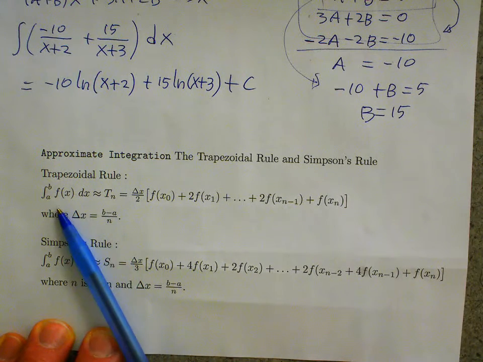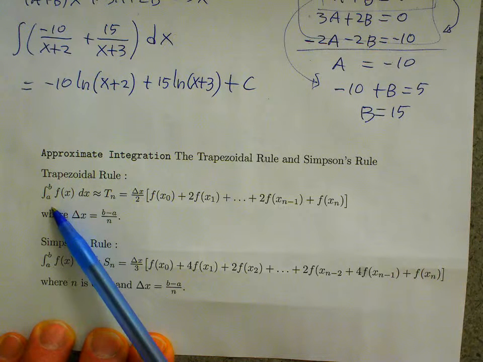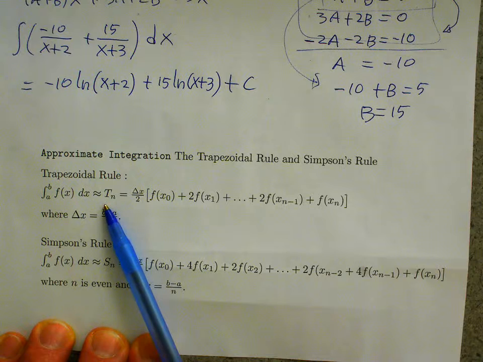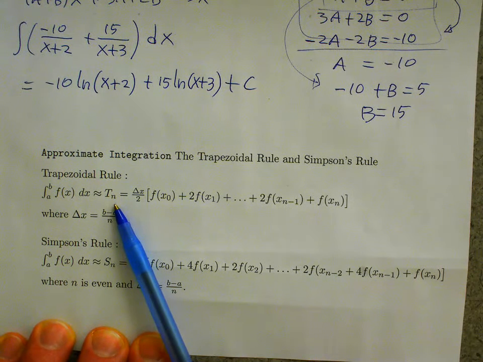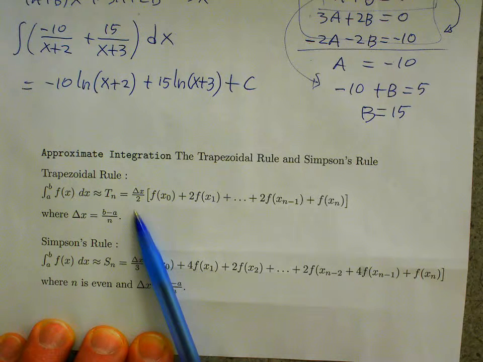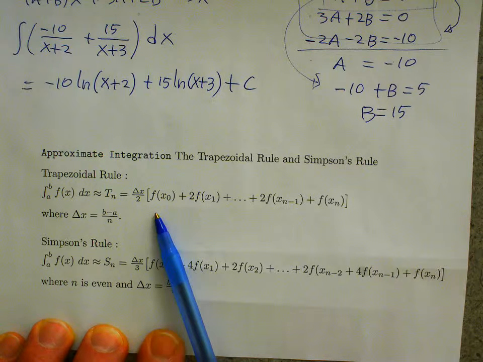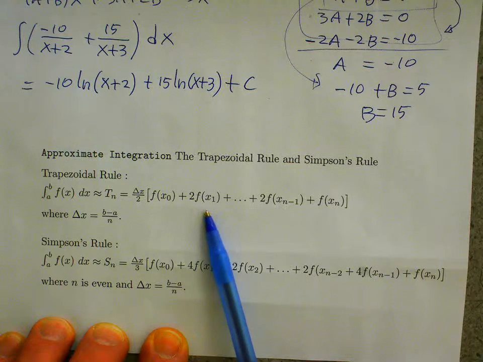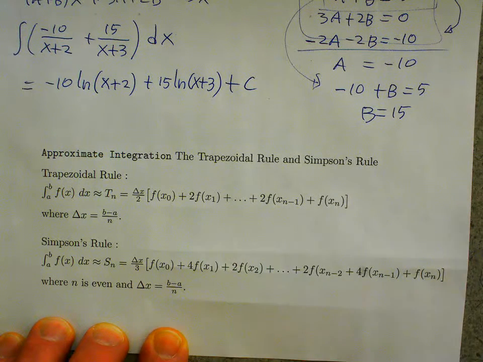So the trapezoidal rule, if you want to estimate the definite integral of f of x from a to b, the trapezoidal rule, T sub n is delta x over 2 multiplied by f of x sub 0 plus 2 times f of x sub 1 and so on. The last term is f of x sub n.